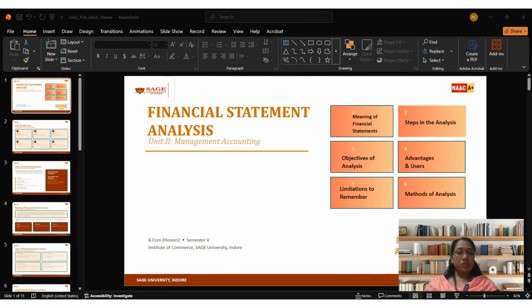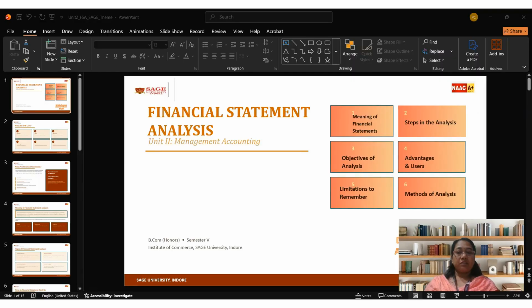This is one of the most practical and widely used units in the entire course because whether you become an accountant, an investor, a bank manager, or a business owner, you will spend your career reading and interpreting financial statements. So let's get started.